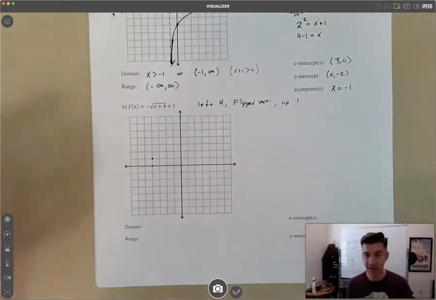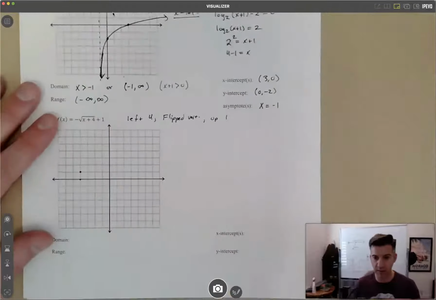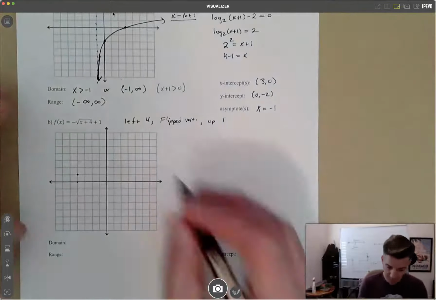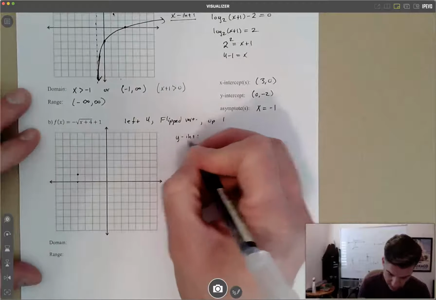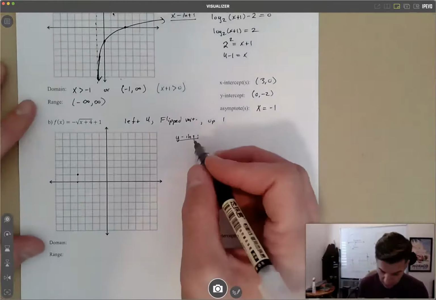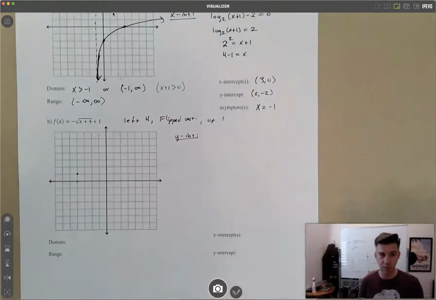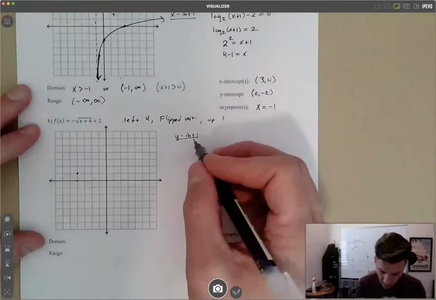I'm still going to find all the normal things in the usual way. Let me move this over here since I'm in the way of the page. I'm going to find my y-intercept. Also, we should point out, we know this graph doesn't have any asymptotes. Square root functions that are just shifted don't have asymptotes. If it's more complicated, it could, but this function on its own does not.